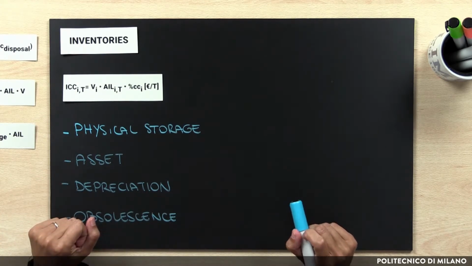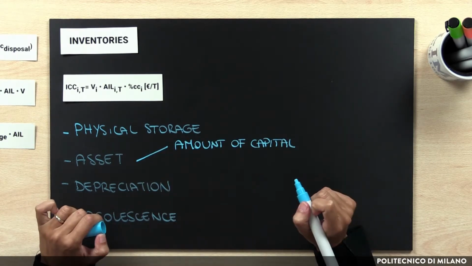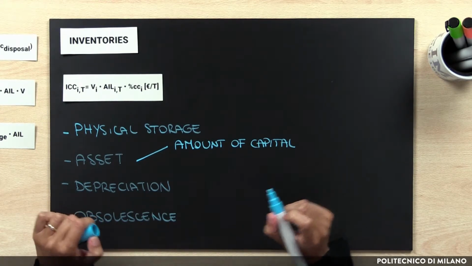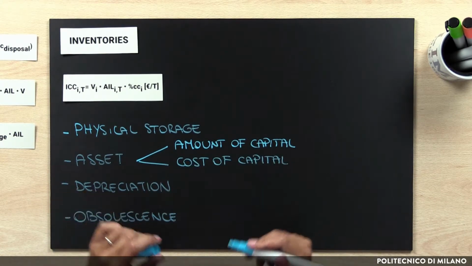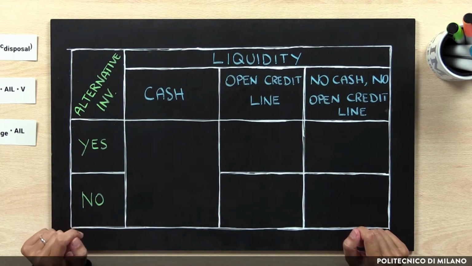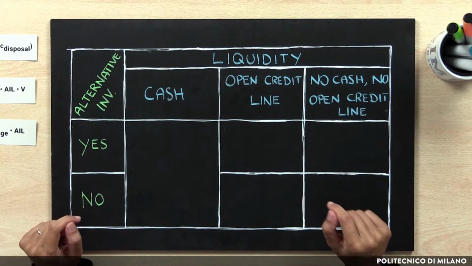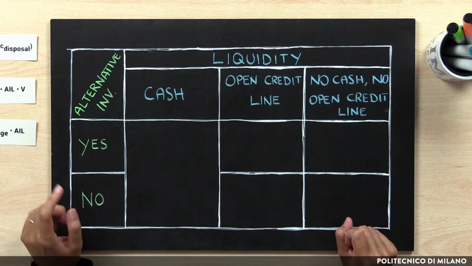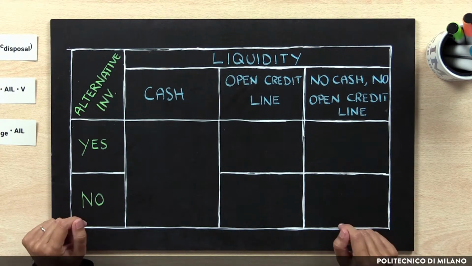The asset costs depend on the amount of capital tied up in inventories, which should be valued considering only the costs that have been anticipated due to inventory policy and the cost of capital for the company, which is affected by internal and external factors. More specifically, the two factors that mostly affect the cost of capital are the company liquidity, that is, the company can have cash, open credit lines, or no cash and no open credit line, and the presence of alternative investments, that is, the company needs to do some investments or not.